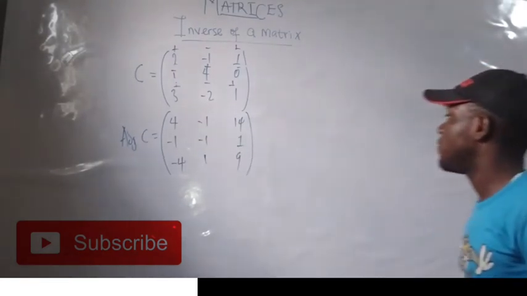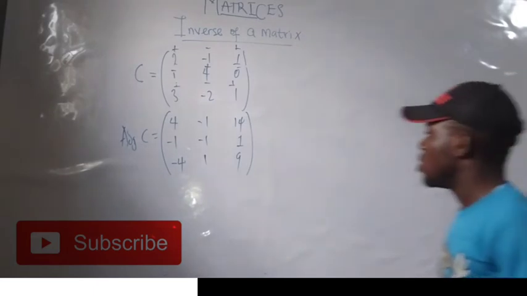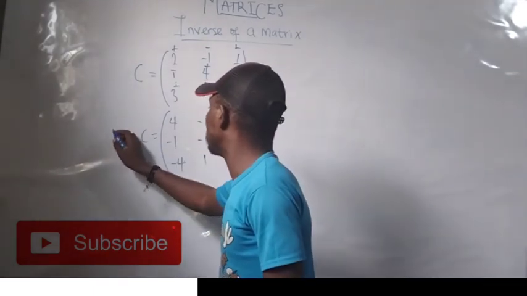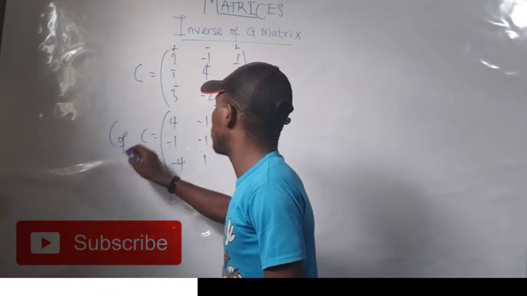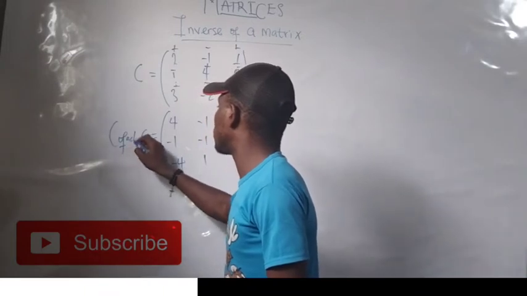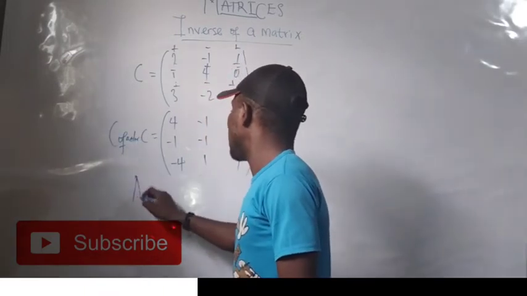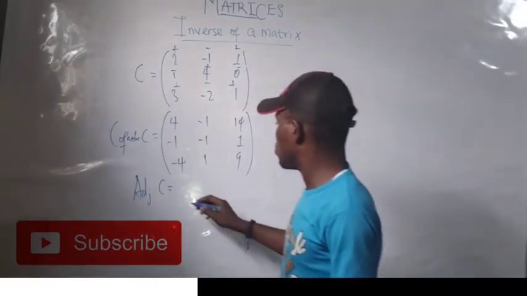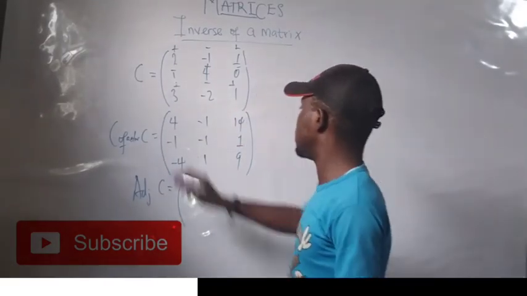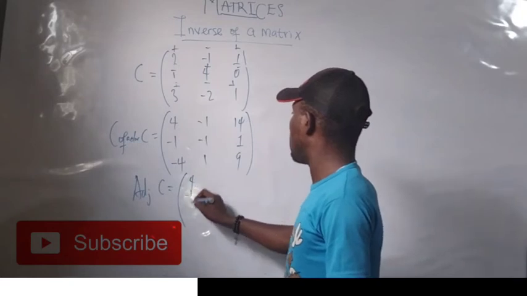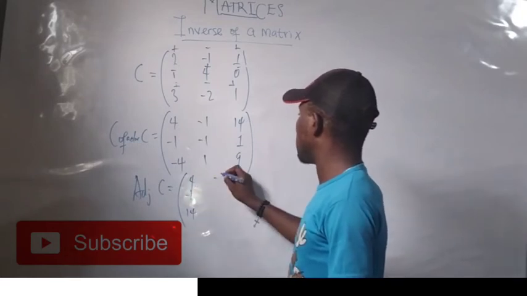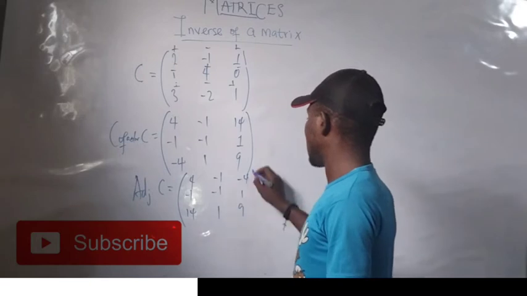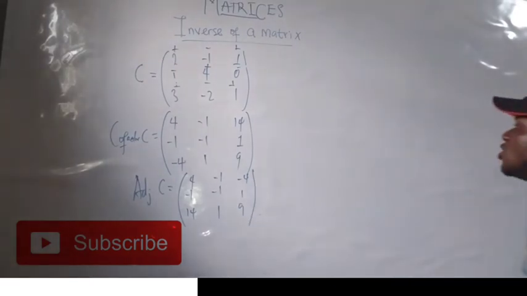So I've just simply found my cofactor of C, pardon me. To find the adjoint of C, what will I be doing? I'm going to be transposing this. So I have it to be 4, minus 1 and 14, minus 1, 1 and minus 4, 1 and 9. So that is actually the adjoint of C.